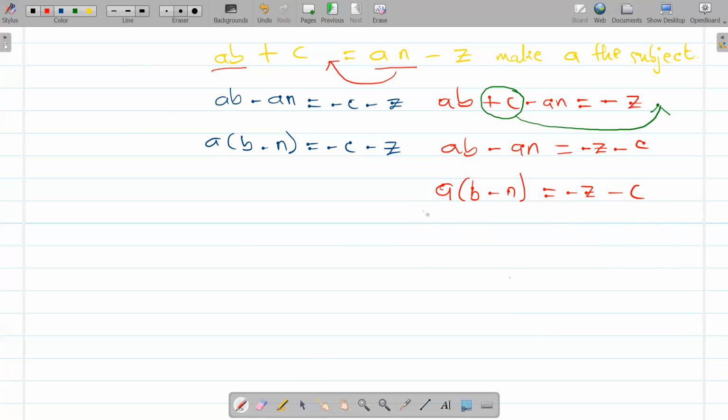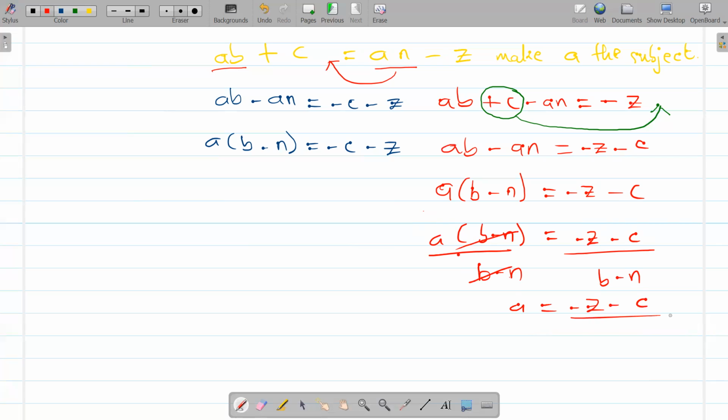By making A the subject, we divide. Good. So with B minus N. Minus N, yes. So on both sides, B minus N. So we get Z, minus N. That's it. Is that okay?